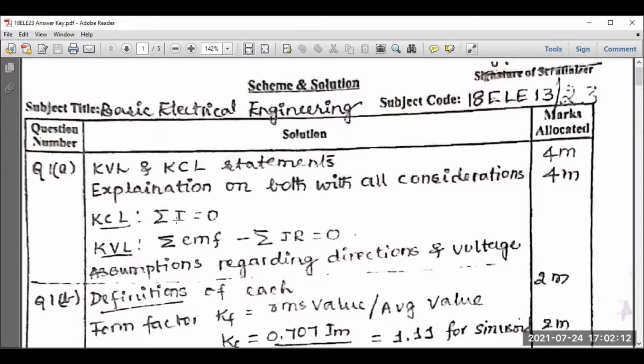The same thing applies for KVL also. Draw a simple resistive circuit, and mention that the algebraic sum of the EMFs and the voltage drops acting on the circuit is equal to 0. So if you write it in a proper manner, you will get 8 marks.